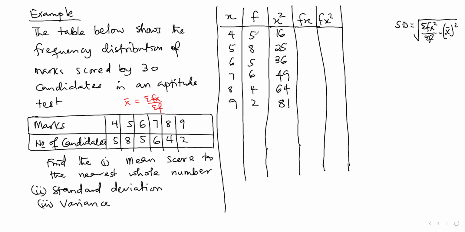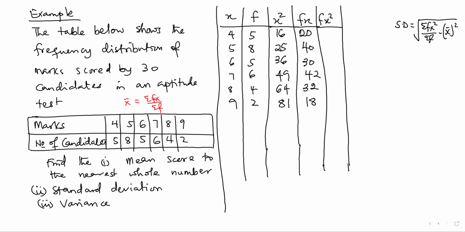We have fx. fx is 5 times 4, frequency times the x. 5 times 4 is 20, 8 times 5 is 40, 6 times 5 is 30, 7 times 6 is 42, 8 times 4 is 32, 9 times 2 is 18.